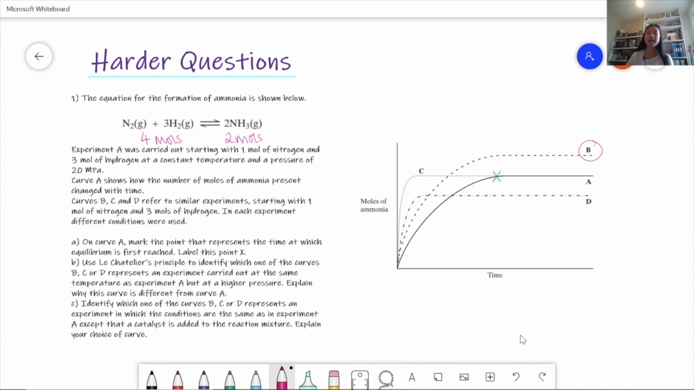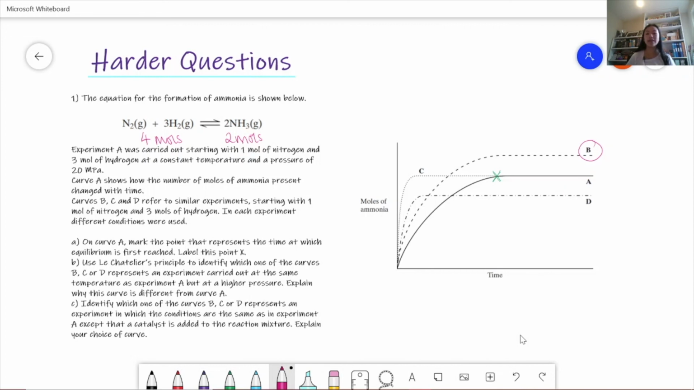For C, identify which one of the curves B, C, or D represents an experiment in which the conditions are the same as in experiment A, except that a catalyst is added to the reaction mixture. Explain your choice of curve. So the thing to remember about catalysts is that it doesn't affect the equilibrium. It only speeds up the rate of reaction by providing an alternative route with a lower activation energy.